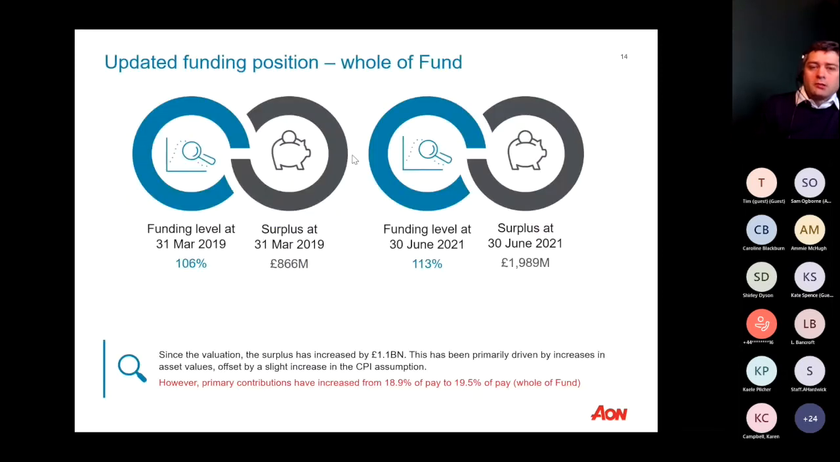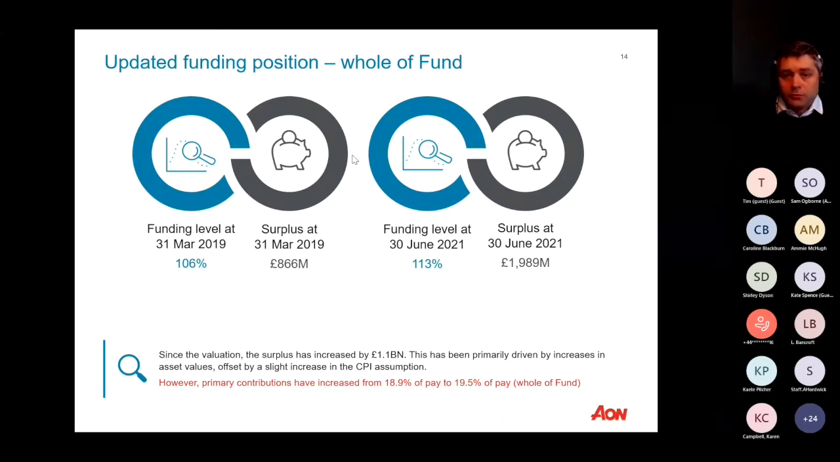If we now move to the next slides, this slide sets out the impact of the changes in asset and the liabilities on the whole of fund position and total contribution rate. So effectively allowing for these two key changes, change in the asset and change in the liabilities I've just mentioned, the funding level has improved from 106% at the 2019 valuation to 113% at the end of June 2021, an increase of 7%, which is broadly in line with the 10% increase due to asset, less the 2% decrease due to change in assumptions, which I've mentioned before. The surplus has increased from 866 million at the valuation to little under 2 billion at the end of June 2021.